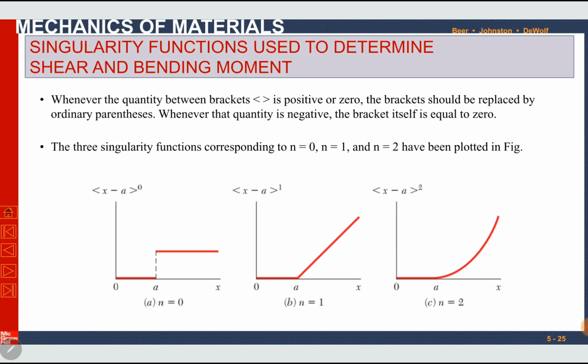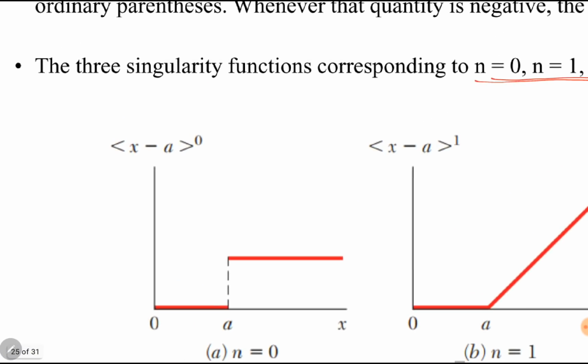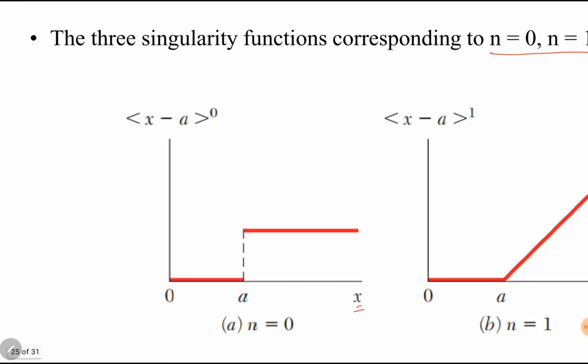The three singularity functions corresponding to n equal to 0, n equal to 1, and n equal to 2 have been plotted in the figure below. The horizontal axis is the x-axis, the vertical axis is x minus a power 0. If x is less than a, x minus a will be negative, and we will neglect this whole term. It will be equal to 0. Between 0 and a, it is equal to 0. If x is equal to a, again, it will be 0. A minus a is 0.